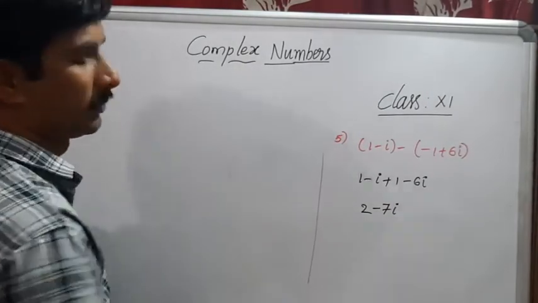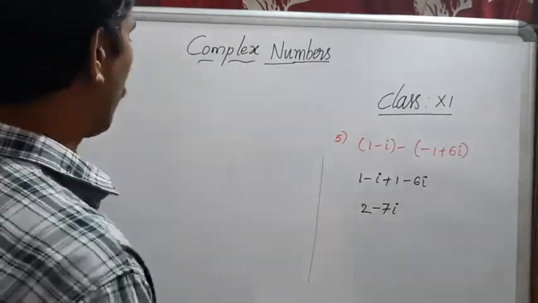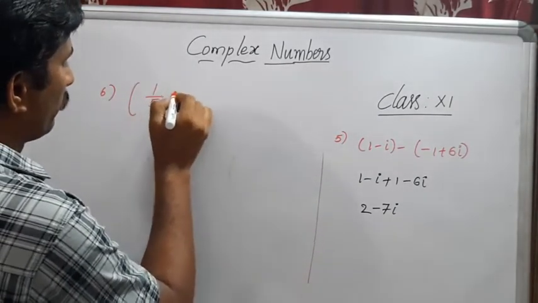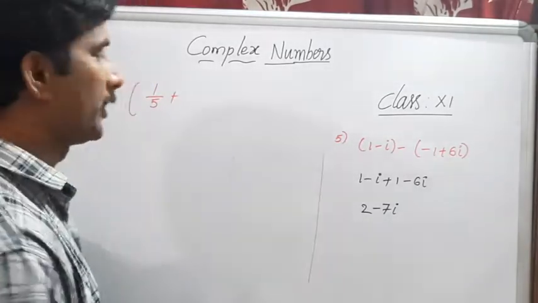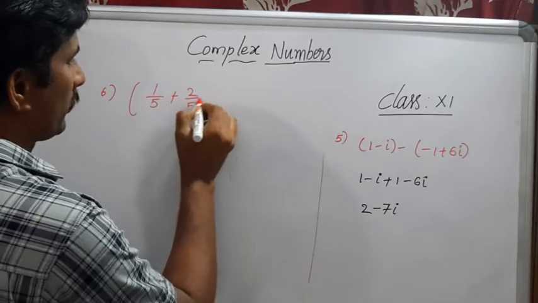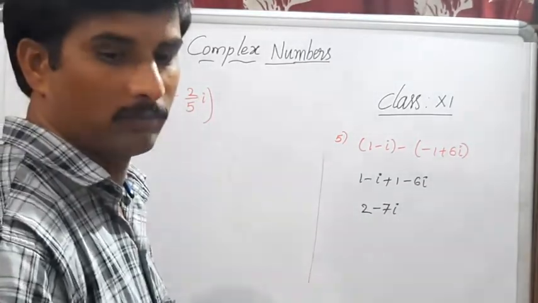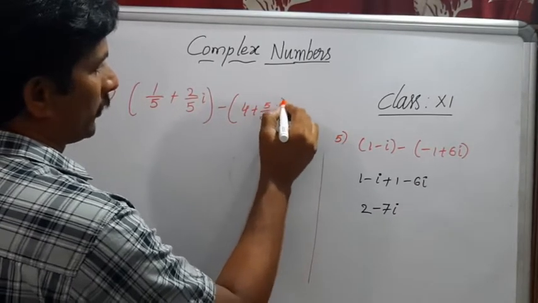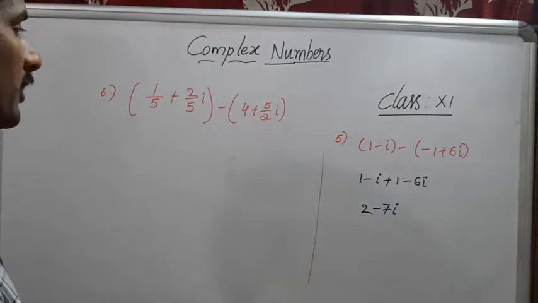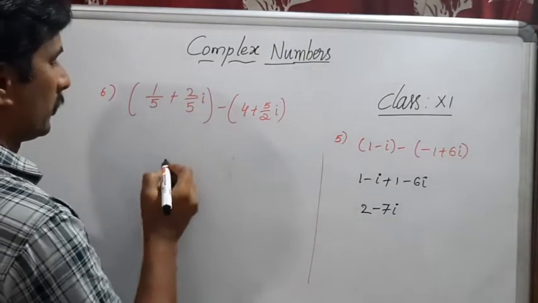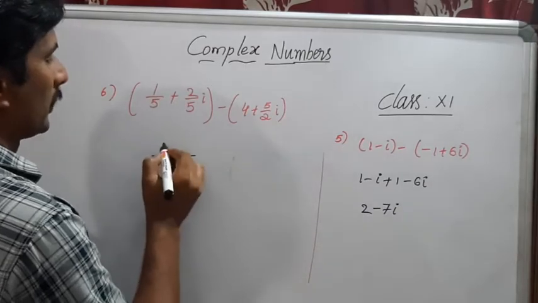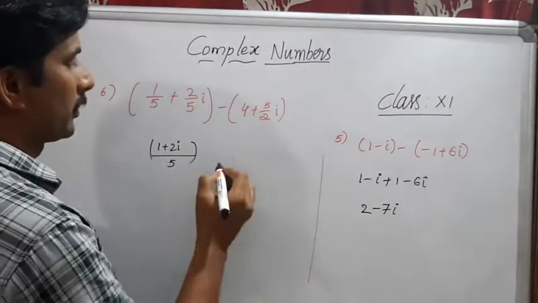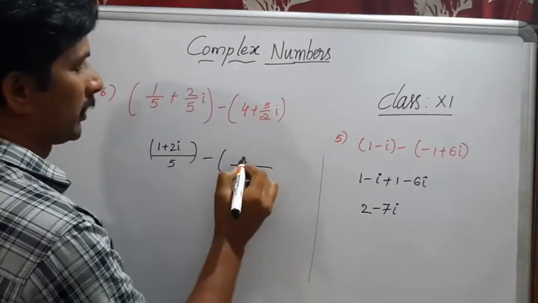Now coming to the next one, the sixth problem. 1 by 5 plus i into 2 by 5, means 2 by 5 into i, minus 4 plus 5 by 2 into i. We should express it in the form of a plus ib. Now take the LCM in these two. 5 is the LCM. Then we get 1 plus 2i. Here 2 is the LCM. Then you will get 8 plus 5i.